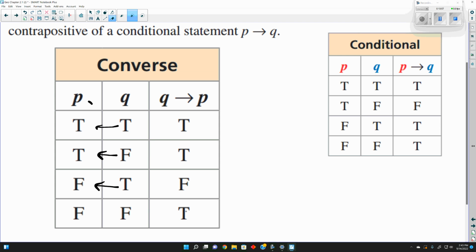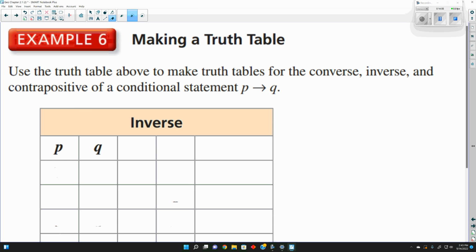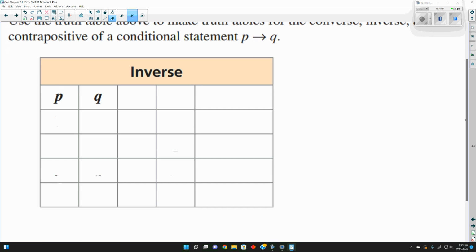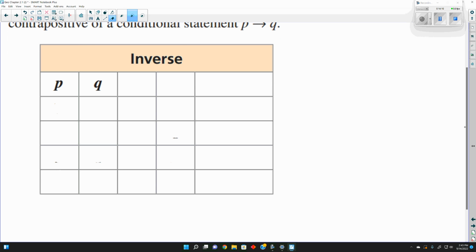So we have this here. We have the conditional and the converse. Questions on this so far? It's a little weird, but now we're going to make the inverse. Well, our starting statements for true and false are going to be the same as they were. Because P is true, true, false, false. Q is going to be true, false, true, false. Because that's what we've just had so far, yes?